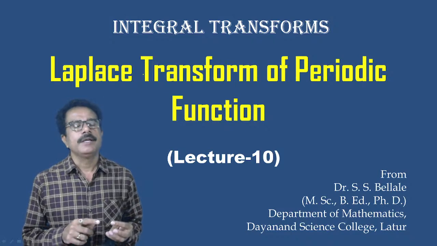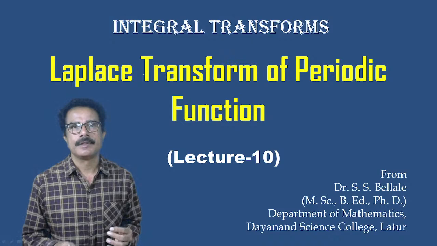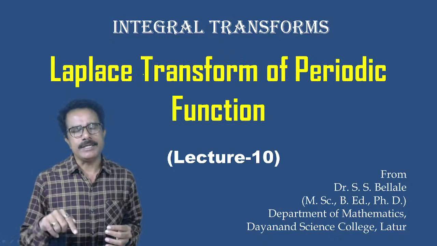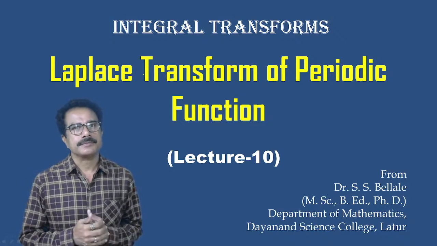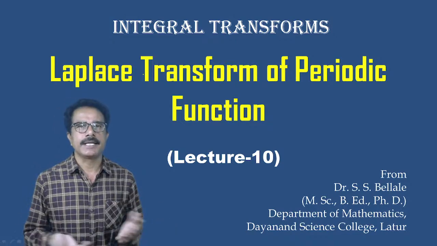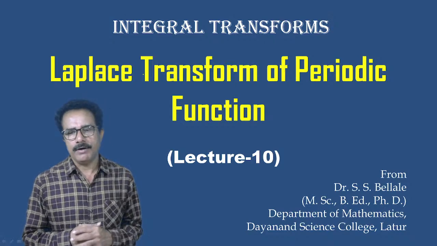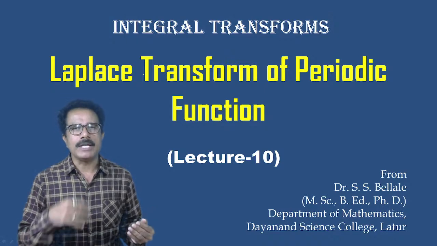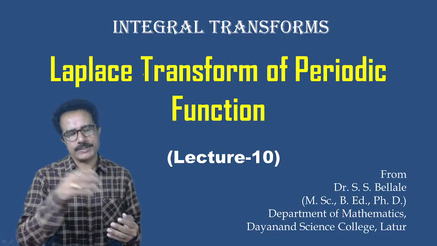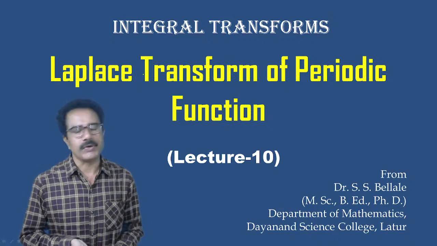Suppose sine theta. We know that sine 0 is 0, sine 90 is 1, sine 180 is 0, sine 270 is again -1, and sine 360 is again 0. That means 2 pi is the repeated period of the function. A function which repeats its value after a fixed period of time is called a periodic function.